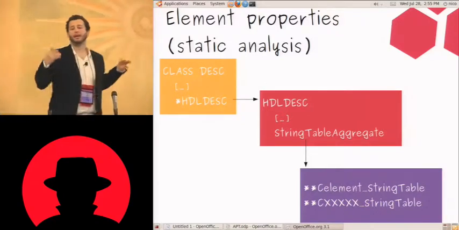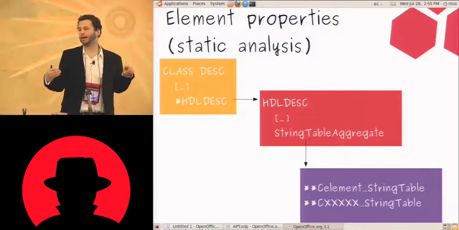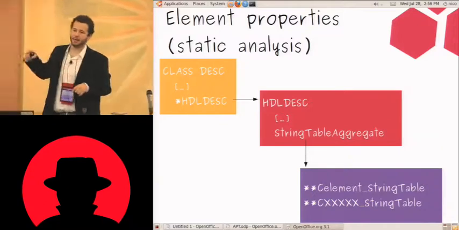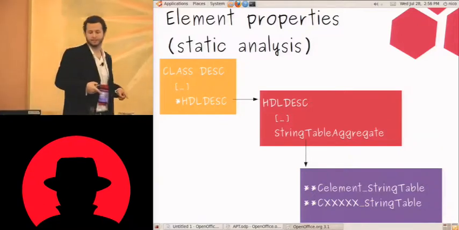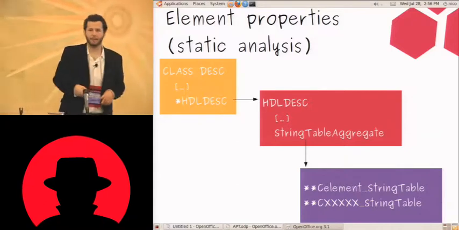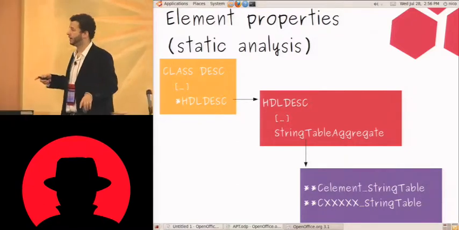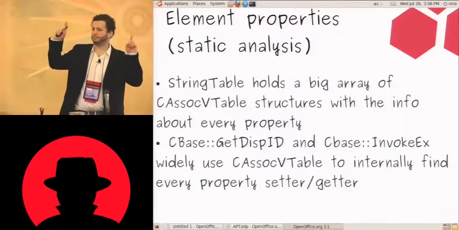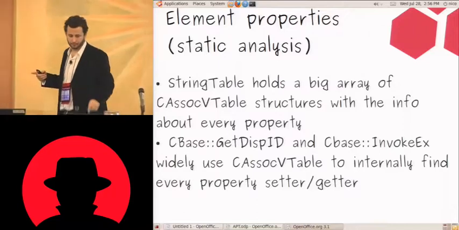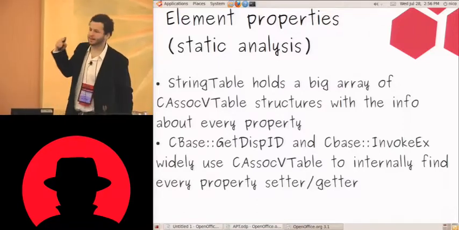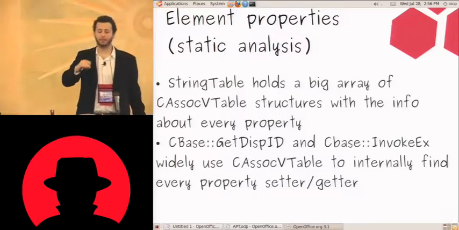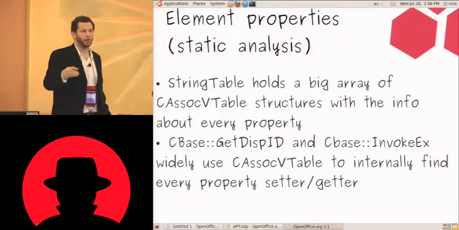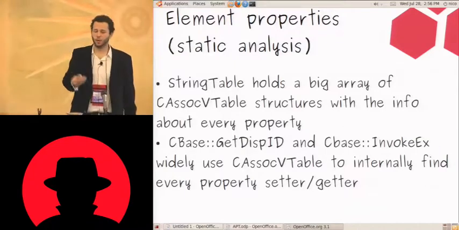The first one is the one related to the methods and properties that every element shares with each other. And the second one, where we have the X, is usually replaced by the name of the element. So if it's a body element, the body tag, we see CBody string table. In this string table, there are a lot of pointers to structures that have all the information about each of the properties. And obviously, getThisID from CBase and invokeX use those structures quite a lot.